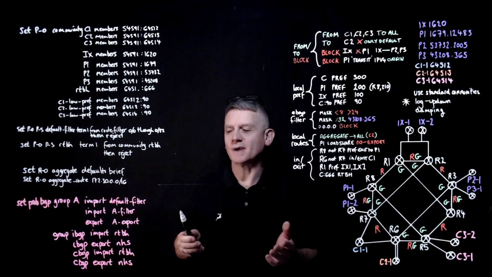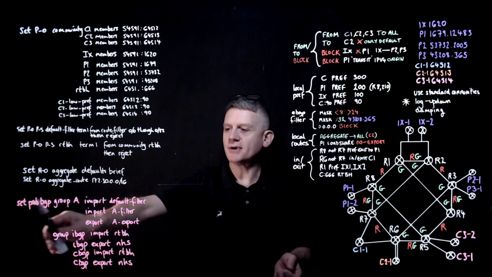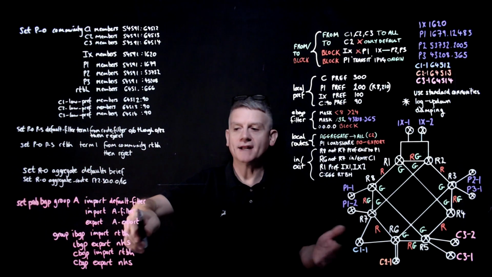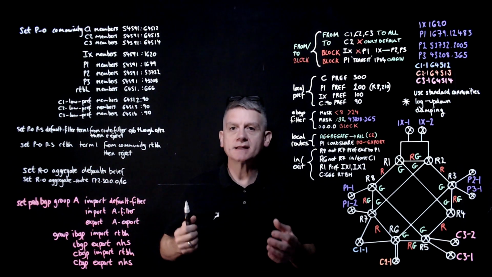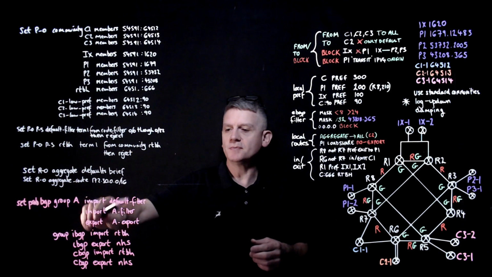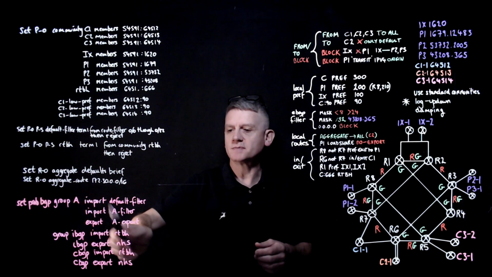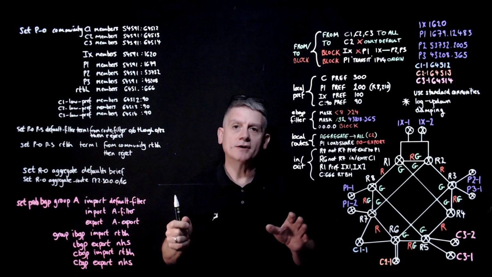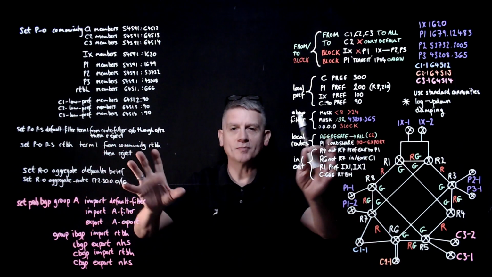Okay, so what we end up with, just generically, using just a group A, for example, set protocol BGP, group A, import default filter, then import A filter, export A export. So basically on the import, it's two parts, default filter and then the peer. Then on the export, we've got the peer. And then what we're going to do, we're going to go through these peers one by one, and we're going to incorporate all the policies.